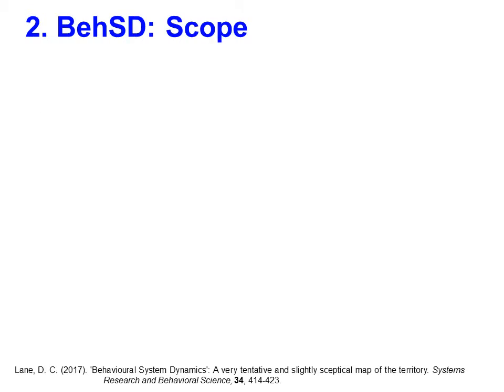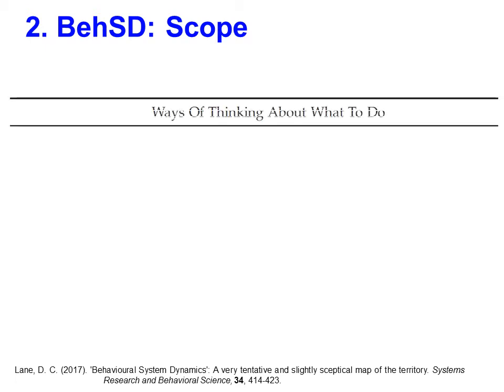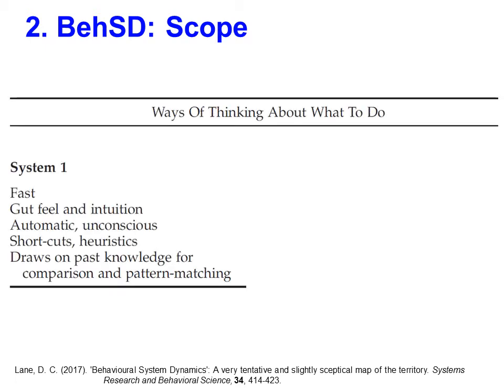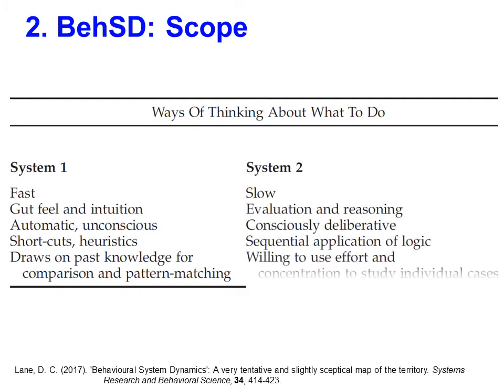I started out using Kahneman's rather pop idea of System 1, System 2. Some of you may know it. There are different ways of thinking about what to do. One of them is to use System 1, which is fast. We use gut feel, intuition. We draw on past experience. We rapidly compare things and pattern match and make a decision. An alternative is System 2, which is much more deliberative. It takes time to apply rationality and reason and study individual cases.